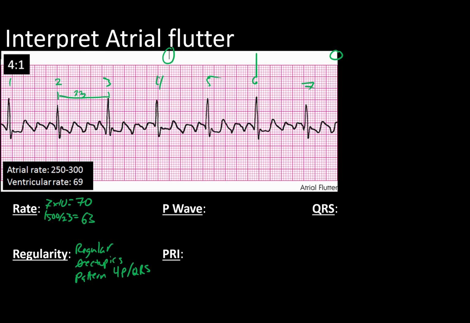Which is still pretty reasonable. But that is our ventricular rate. The atrial rate, let's see if this is Brady. Sorry, this is normal. My atrial rate is going to be a little bit more tricky.